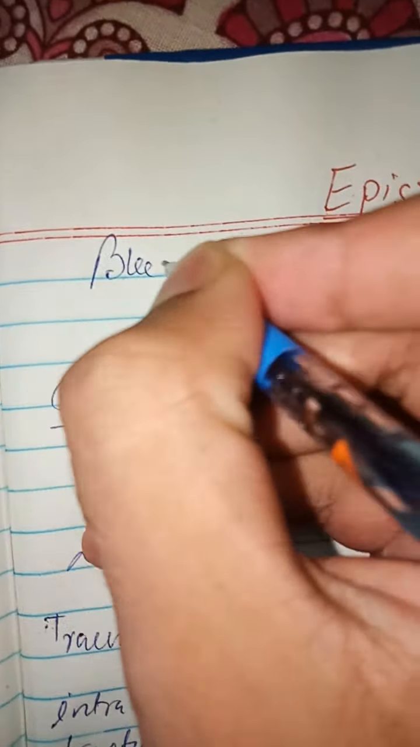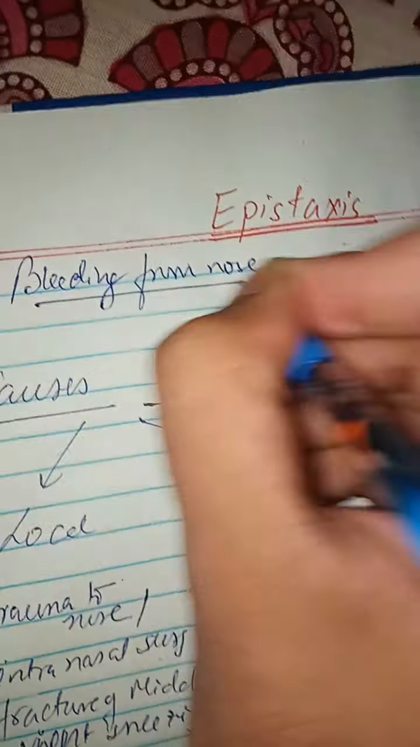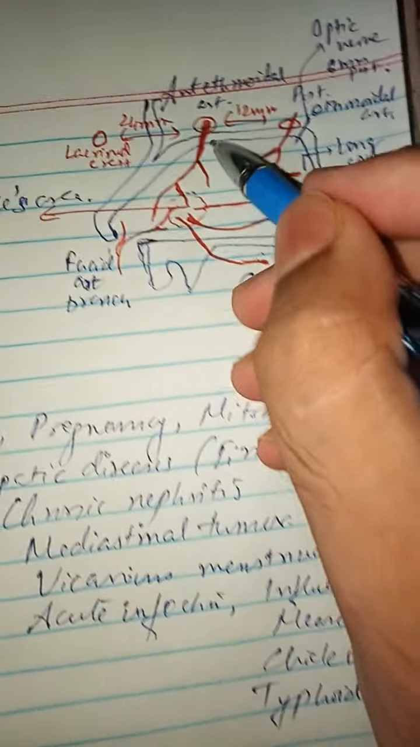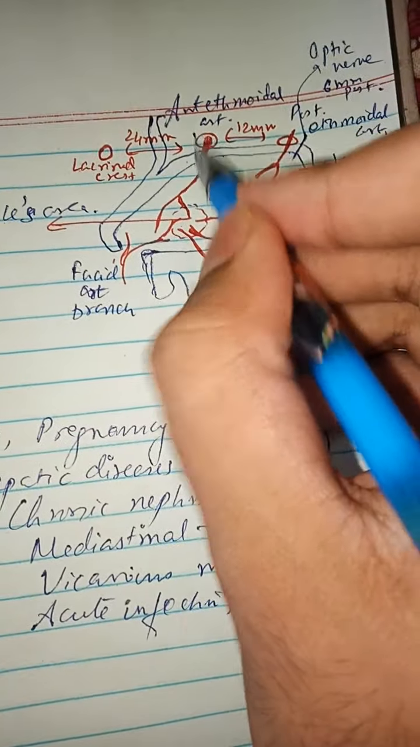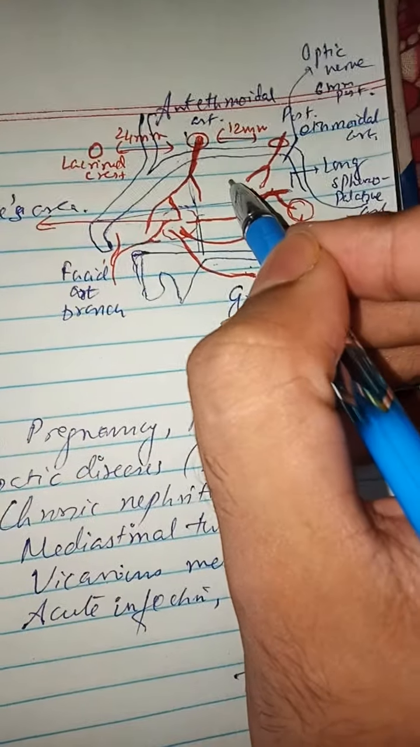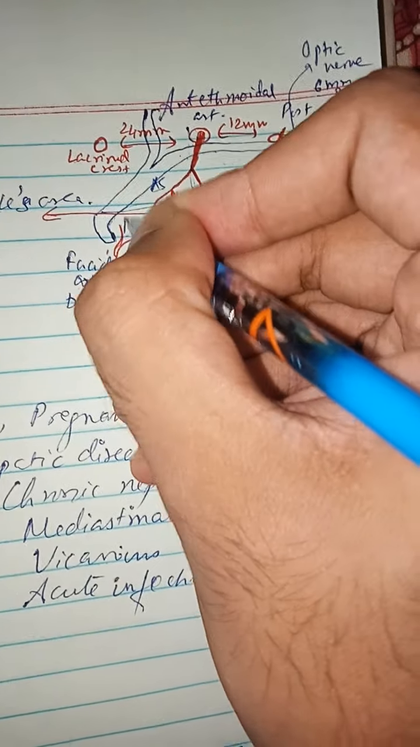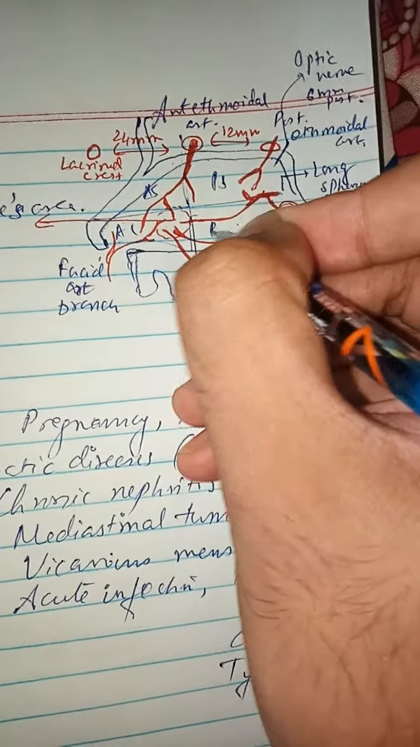Now coming to epistaxis. Epistaxis is bleeding from the nose. So what is the blood supply of the nasal cavity? If we divide the nasal cavity into four quadrants, it is the anterosuperior quadrant, the anteroinferior, the posterior superior, and the posterior inferior quadrant.